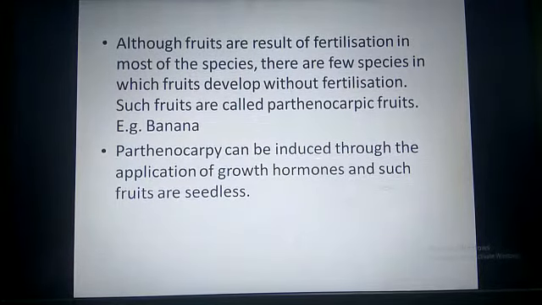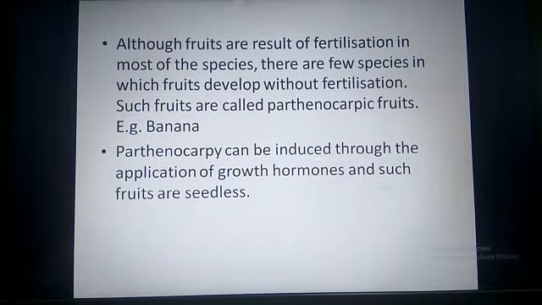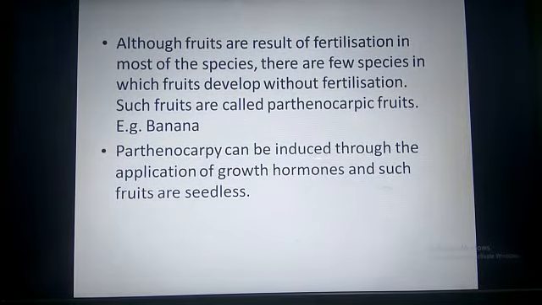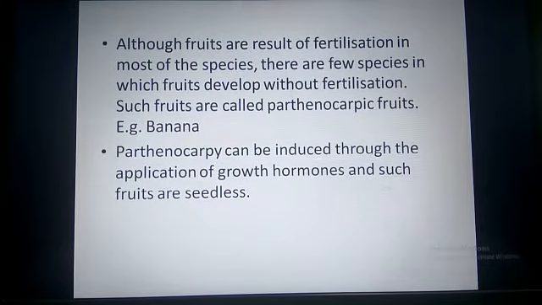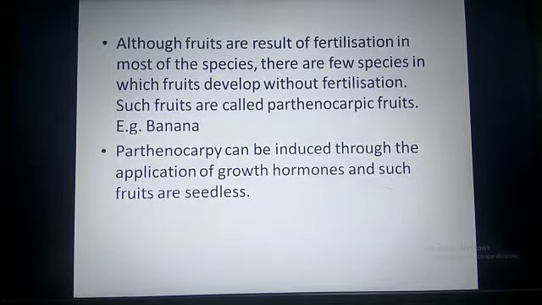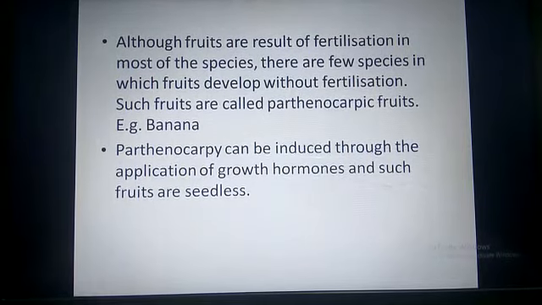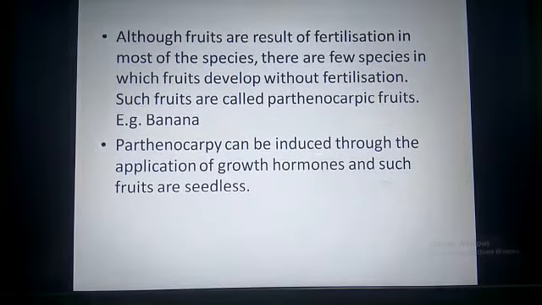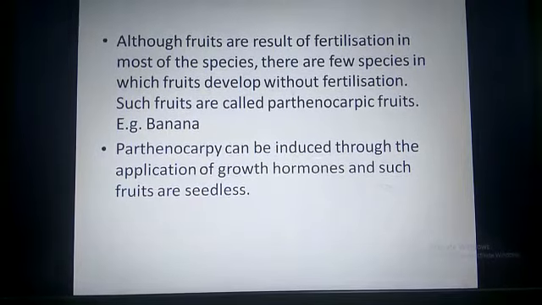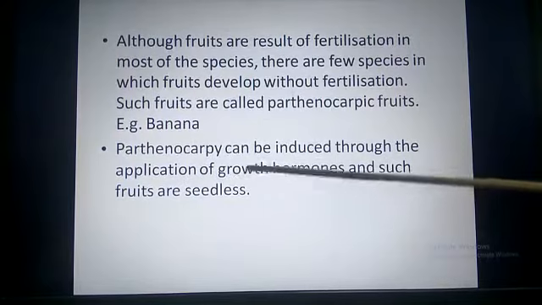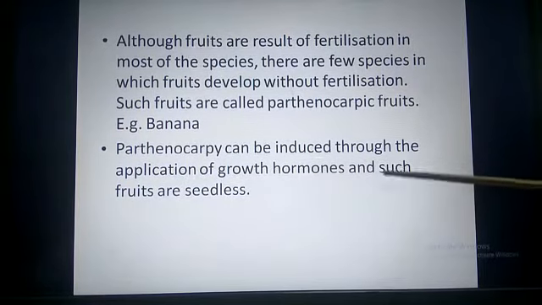Although fruits are a result of fertilization in most species, there are few species in which fruits develop without any fertilization. Such fruits are called parthenocarpic fruits. Example, banana. Now parthenocarpy can be induced. That means we can produce parthenocarpic fruits through the application of growth hormones, and such fruits are seedless.